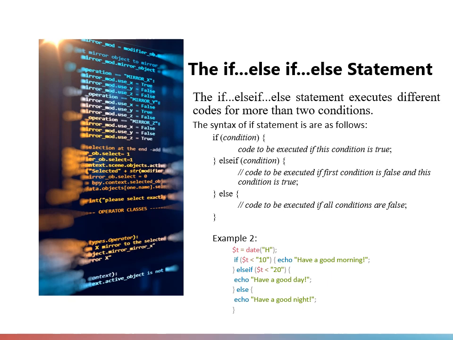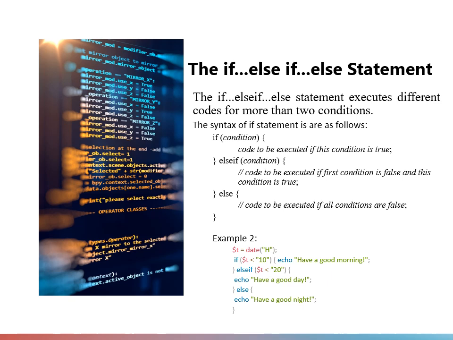So if condition one is true, execute. No? Execute if condition two is true. No? Go to condition three. If not, up to else, that is if all the conditions are not true. That's when the else condition will be executed. Well, from our previous example, we declare our time equals the date, and in the date we pass in the parameter for the hour.